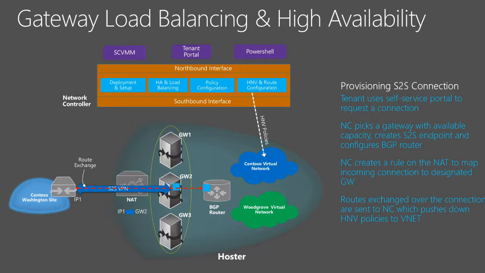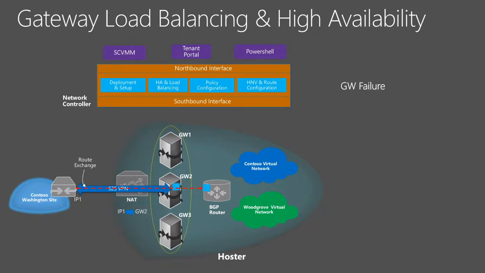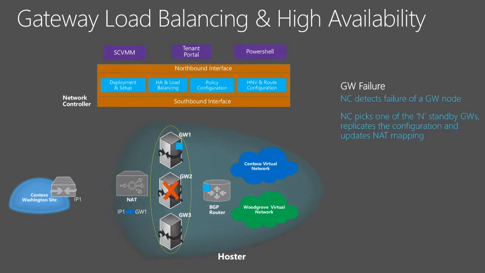Let's see what happens when a gateway fails. In this case, suppose gateway 2 fails. The network controller picks another gateway, in this case gateway 1, and it provisions all the site-to-site connections that were on gateway 2 onto gateway 1. It also changes the NAT mapping, so the same IP now points to gateway 1, and as a result, the connection gets established to gateway 1.